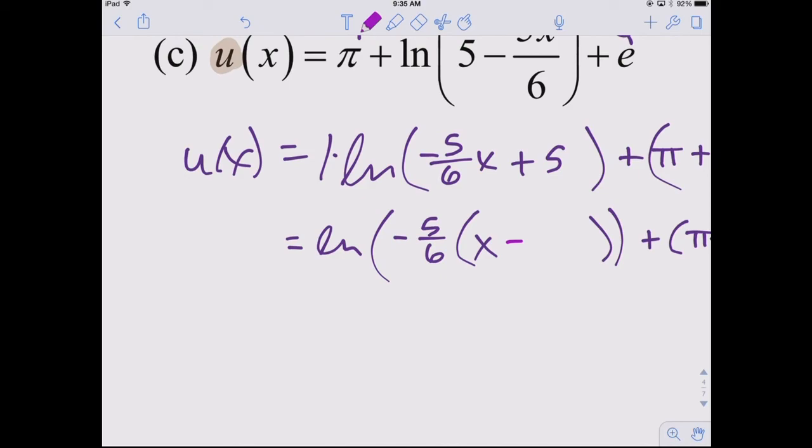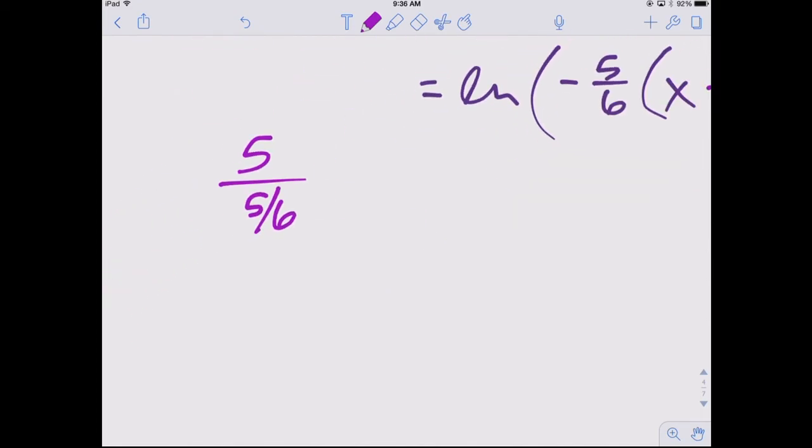Again, this is where it gets a little bit more fun. Here's how you can do it. Off to the side, you're starting with a 5, right? And you're dividing out a 5/6, or you can put negative there if you want. You're dividing out a 5/6. Now I've got 5 divided by 5/6.